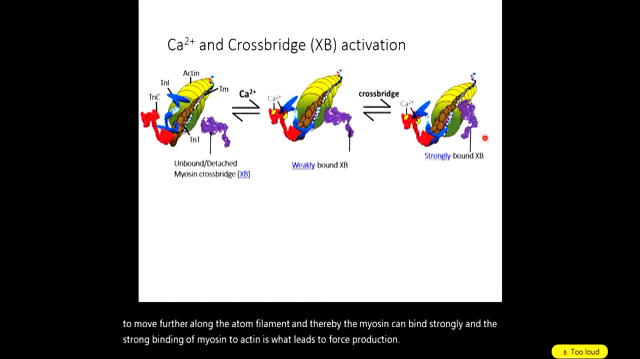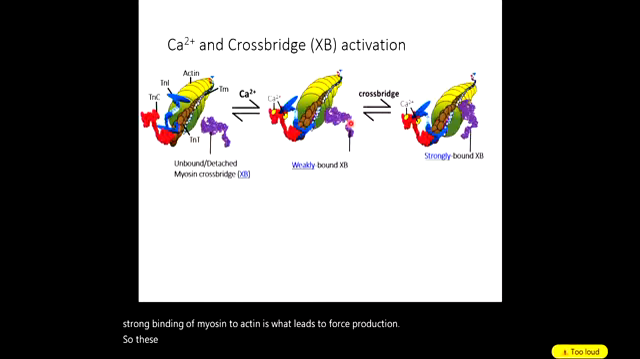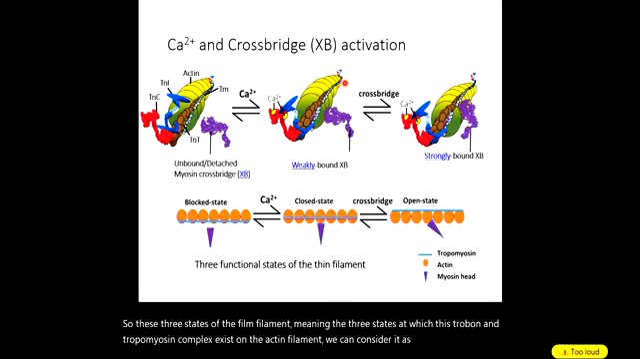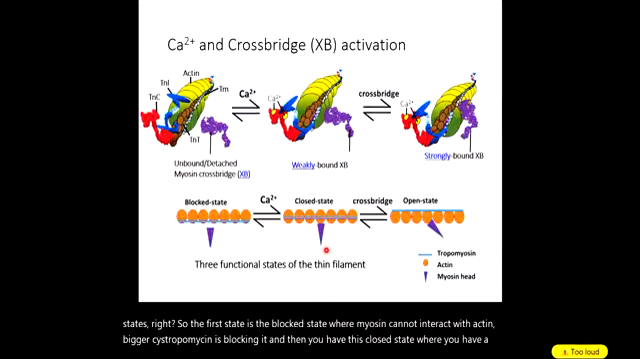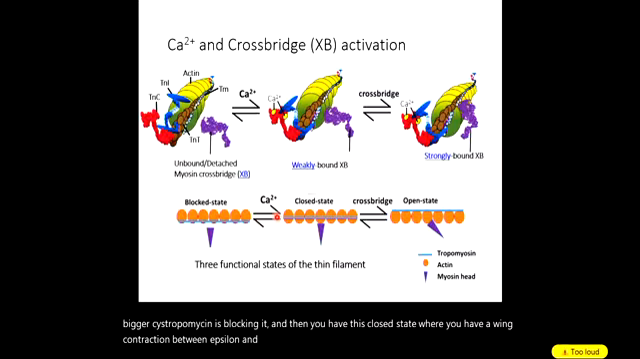So these three states of the thin filament, meaning the three states at which this troponin-tropomyosin complex exists on the actin filament, we can consider as the three functional states. The first state is the blocked state, where myosin cannot interact with actin because tropomyosin is blocking it. And then you have this closed state, where you have a weak interaction between actin and myosin thanks to the structural changes made by calcium.